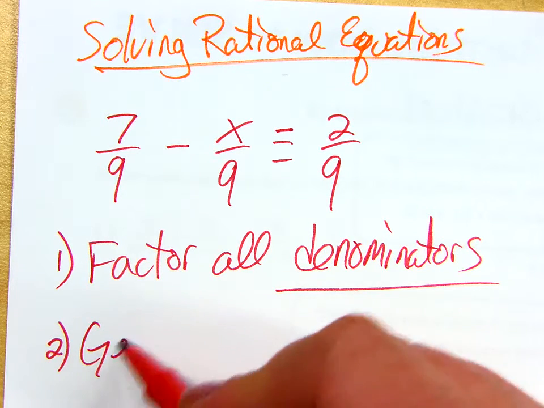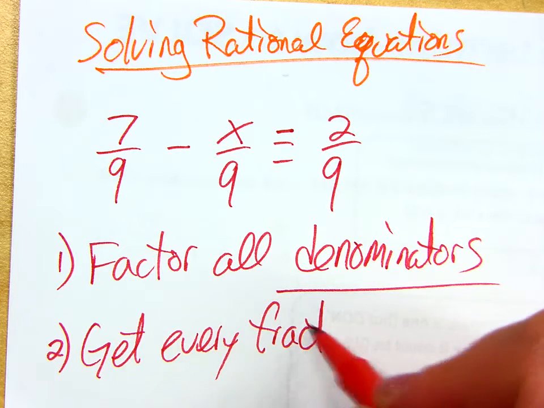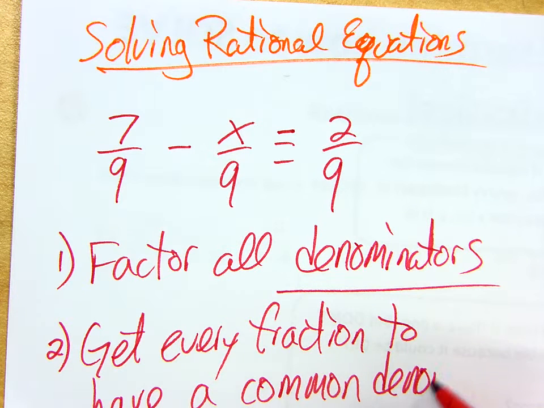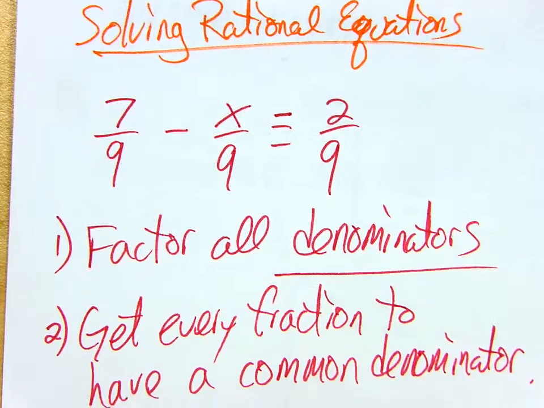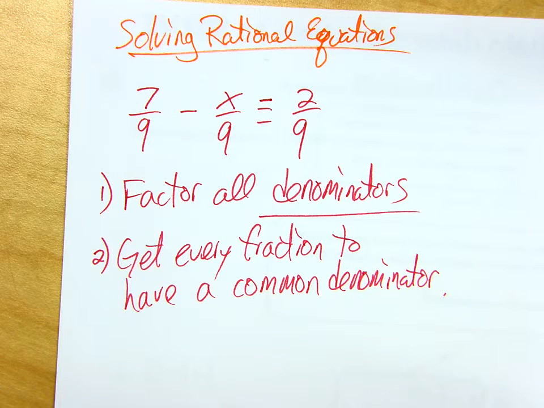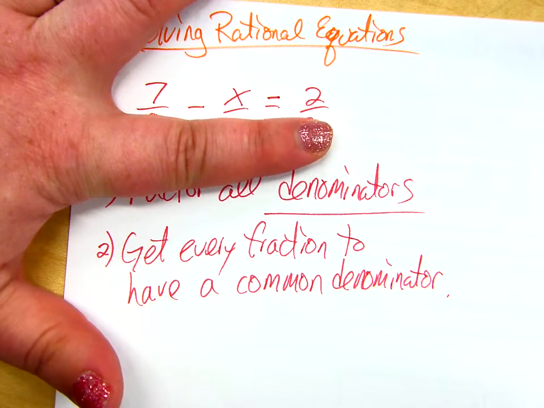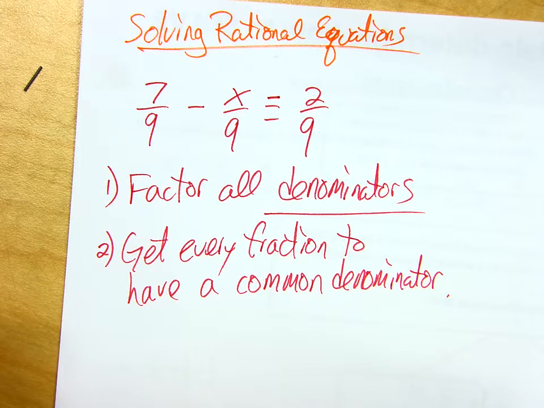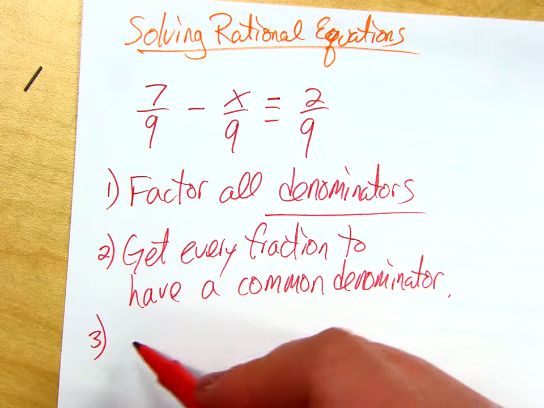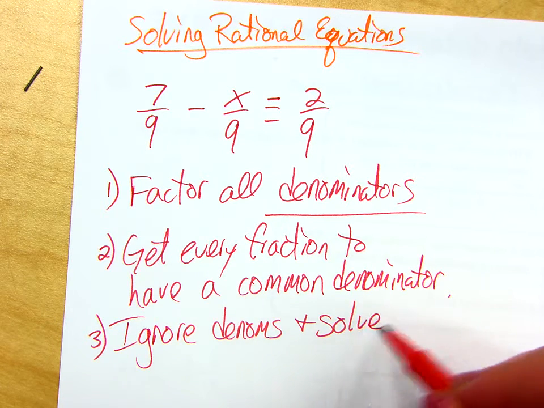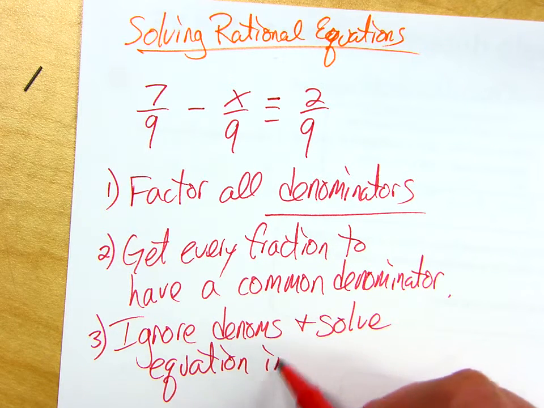Then step 2, get every fraction to have a common denominator. However I need to do that, if I need to multiply by an integer, if I need to multiply by a binomial, whatever I need to do to get everybody to have the same denominator, I'm going to do it. But once I've done it, then I have a problem just like my example, and then I get to ignore the fact that there's a denominator altogether. So it turns into a much easier equation to solve. So once I have common denominators across the board, now I'm going to ignore the denominators and solve the equation in the numerator.